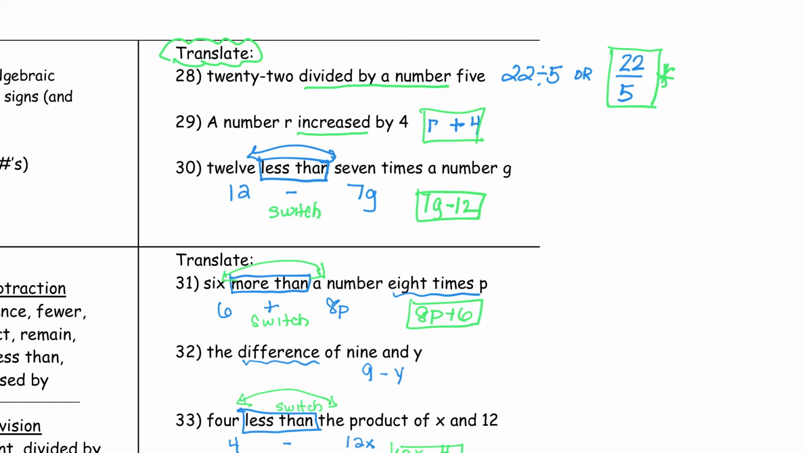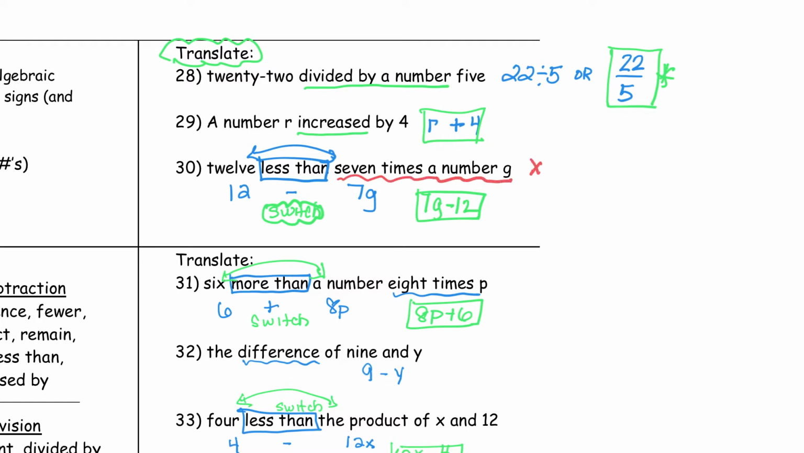30, 12 less than 7 times a number g. This is a 2-step translation. So there are 2 things that are going on here. So I see there's 12 less than is minus, but be careful, it's also a switch word. Less than, and now here's the other part. We have 7 times a number g.